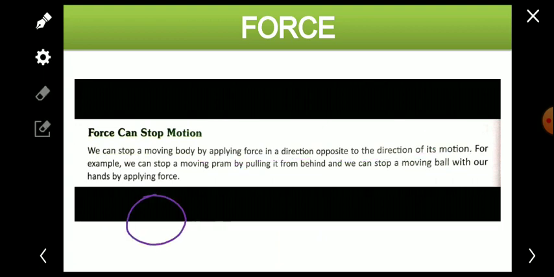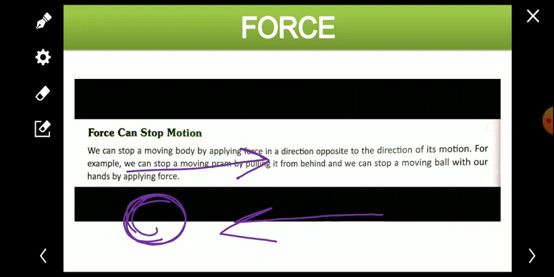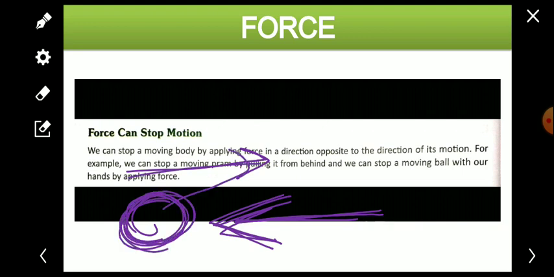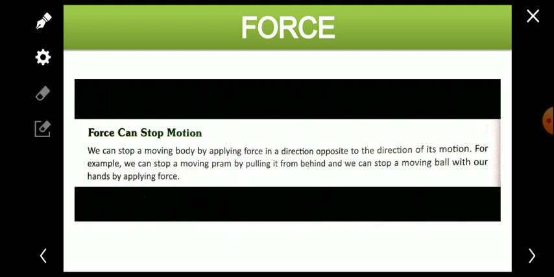Suppose this ball is rolling in this direction, and if we want to stop it, then we will have to apply the force in the opposite direction of the motion, then only we can stop it. When we apply the force in the opposite direction, we can stop the thing which is already moving. So we have understood that we can stop a moving object by applying force in the direction opposite to the direction of its motion.